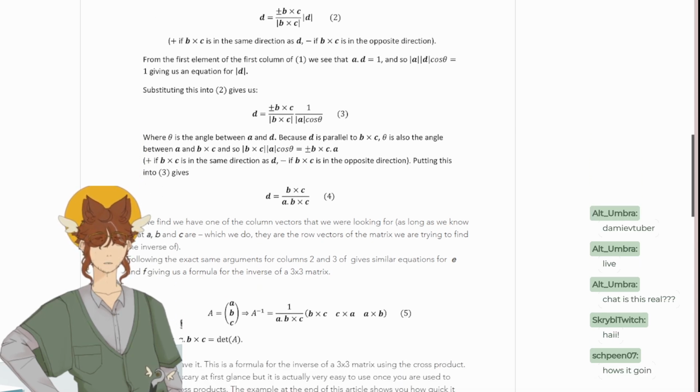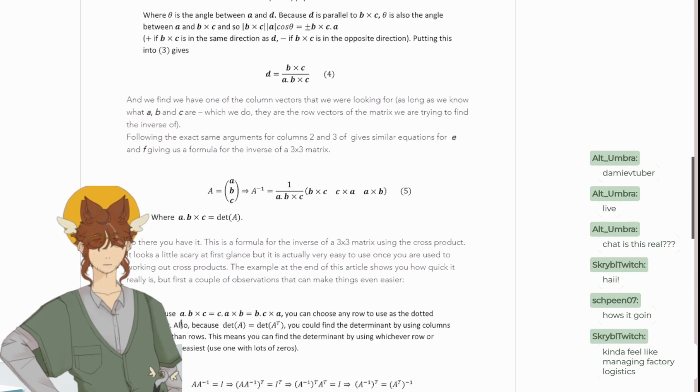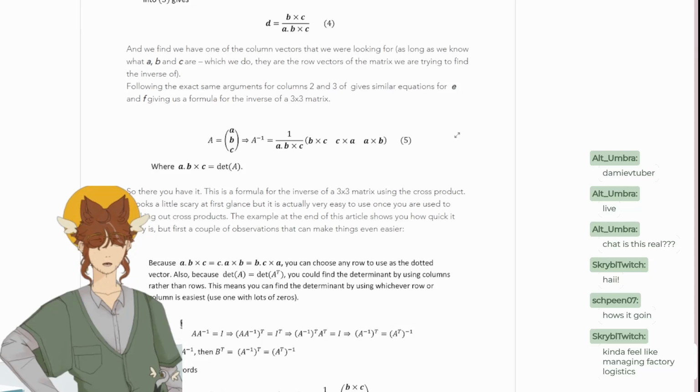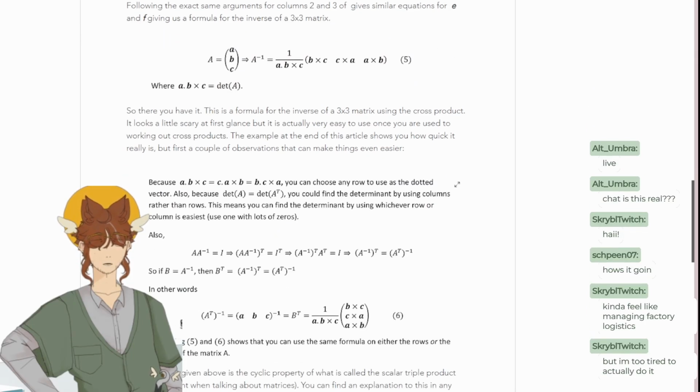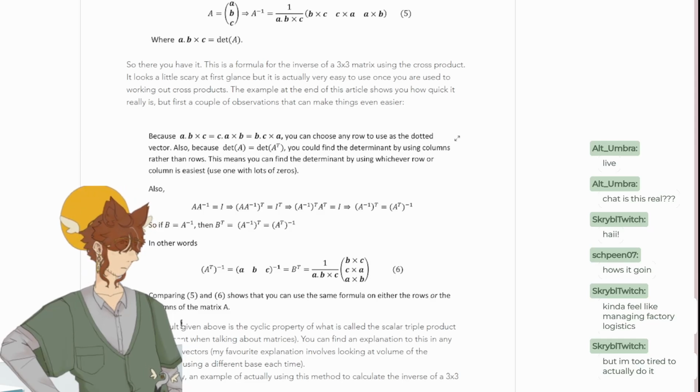And what we find, we have one of the column vectors that we were looking for, as long as we know what A, B, and C are, which we do. They are the row vectors of the matrix we are trying to find the inverse of. Giving us the same following argument for A cross C, A dot B cross C. Because A dot B cross C equals C dot A. Sure, you can use any row as the dotted vector. Also, because determinant A equals determinant transpose of A, you can find the determinant by using the columns rather than rows. Okay, sure. Yeah.